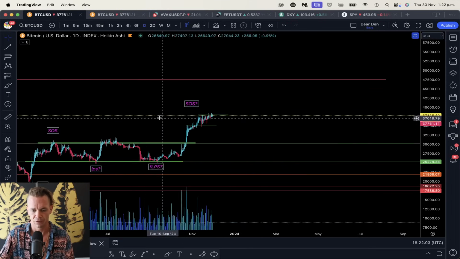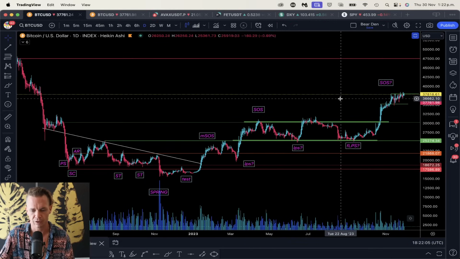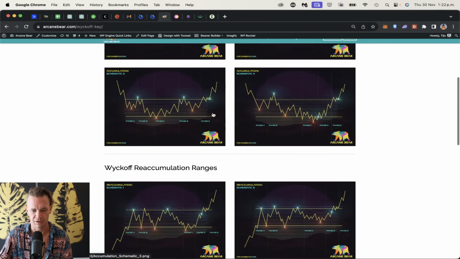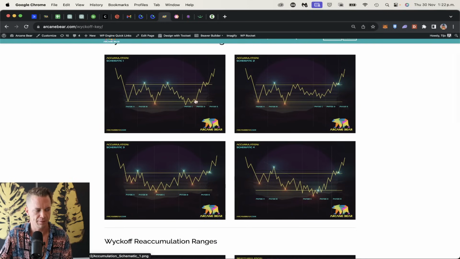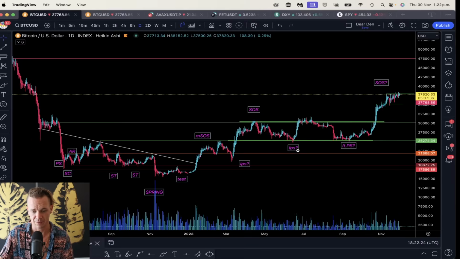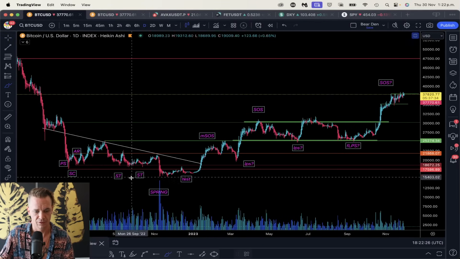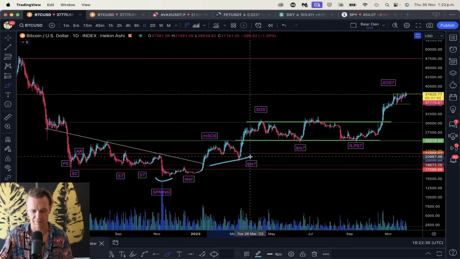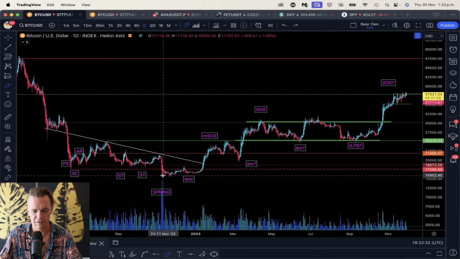So for those of you that have been doing your homework, you will have been studying accumulation ranges. So if I zip over here, we have reaccumulation and accumulation ranges. At the top a little bit here, let's take a look at this one because it was the most similar to what we saw with Bitcoin, accumulation schematic 2, where phase C as a spring effectively never comes down to touch the bottom of the box again. So here we have phase 2, and then phase C, the spring, never came down to touch the bottom of the box.